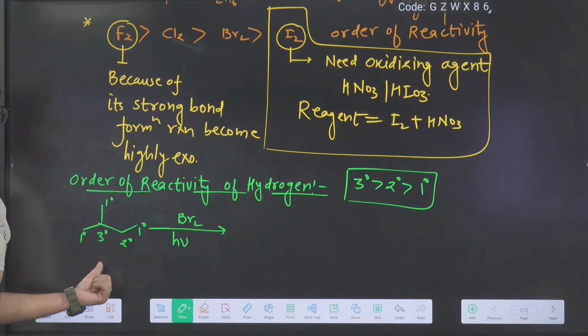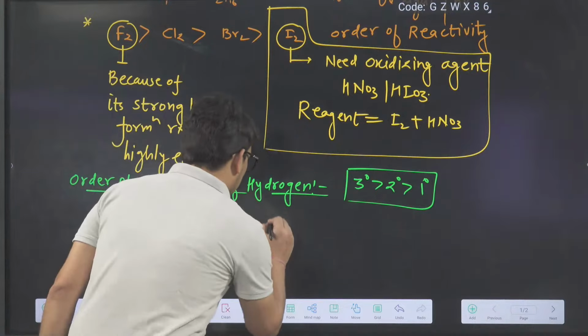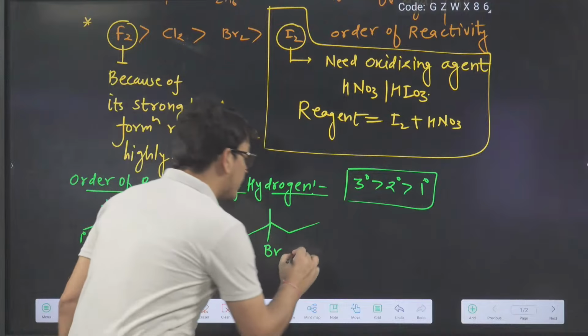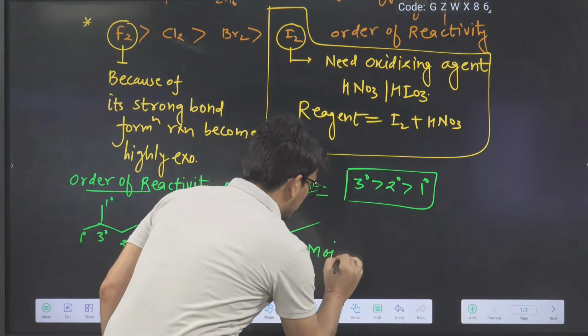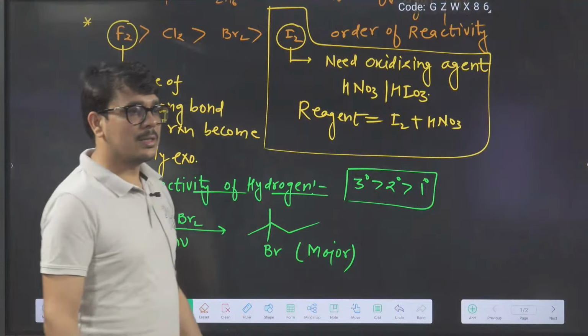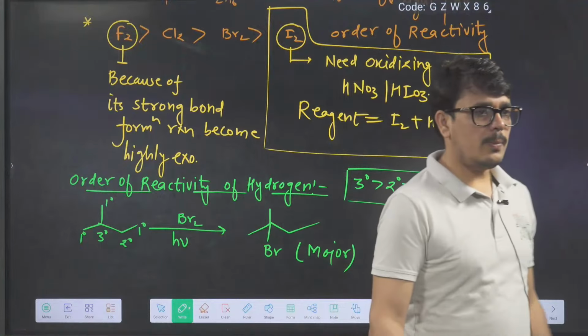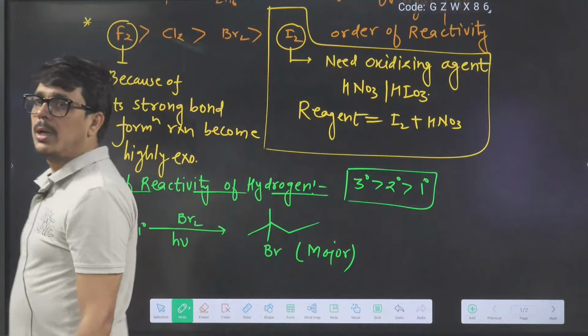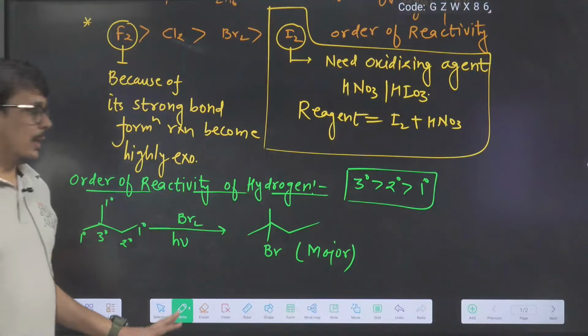Clear to everyone, yes or no? So in this case, this 3 degree will react and directly you will get one product, this one. This one is the major product. Still you will get some minor product. Any confusion till here?